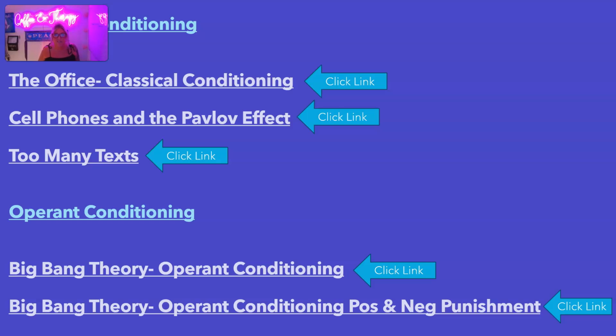And then operant conditioning, a couple cool psychology and media examples. I put in Big Bang Theory. This is a really funny one, I believe this one is Sheldon training Penny. And then this one is the guys together doing positive and negative punishment on each other. So two very funny examples of operant conditioning.